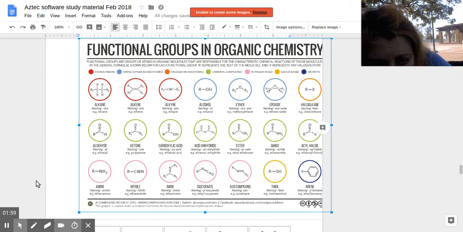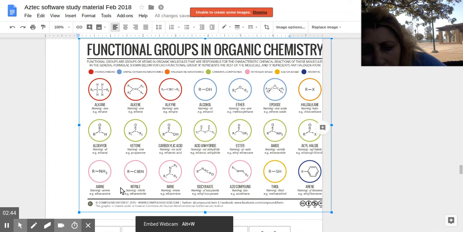So acid anhydride, you have carbon, oxygen, carbon, and two oxygens double bound to carbons, and then two R groups on either side of the carbons. Ester is a carbon double bound to oxygen, and then another oxygen off the carbon, and two R groups on either side. Amide, carbon double bound to oxygen, and then an NH2, nitrogen, and R on the other side. Acyl halide, carbon double bound to oxygen, and the halogen, and an R group.